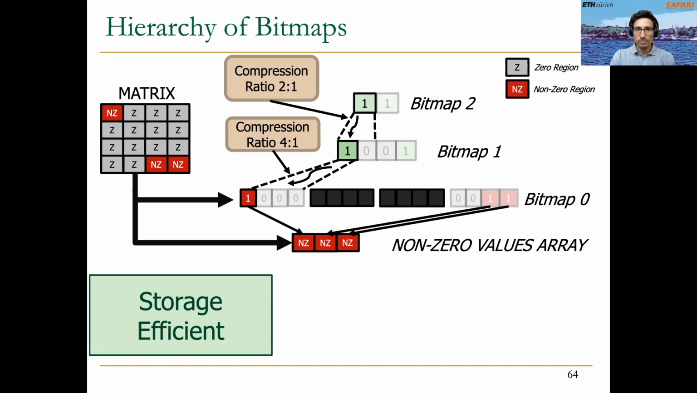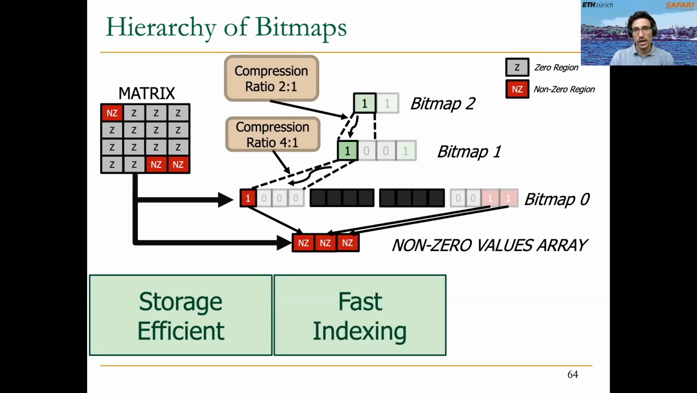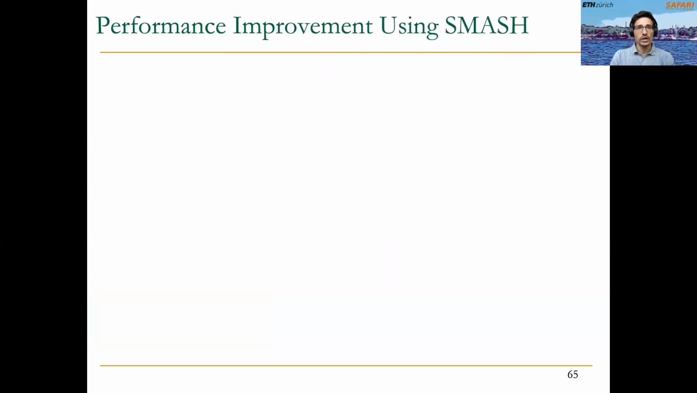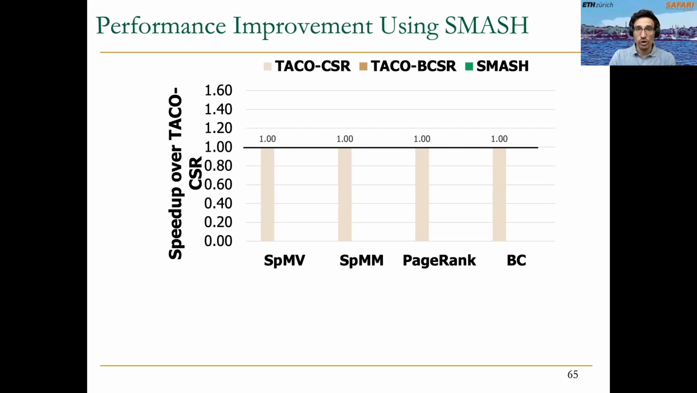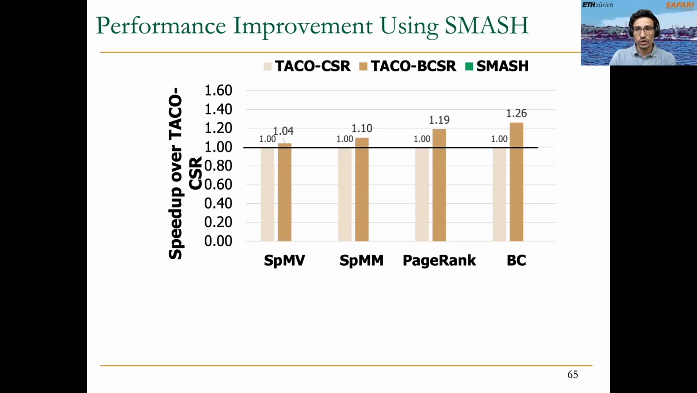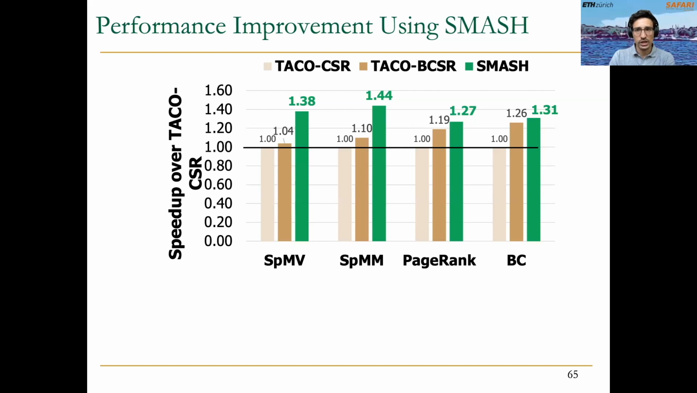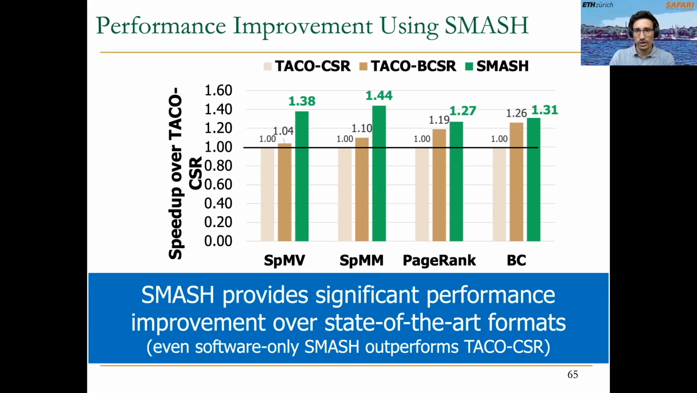So this hierarchy of bitmaps is efficient in terms of storage, is fast to index, and is also hardware friendly. Here you can see some results, the performance improvement that we achieved using SMASH, the hardware-software co-design proposal, for different workloads like SpMV, SpMM, and PageRank and BC, which are respectively based on SpMV and SpMM. We compare here to the TACO library with 2 different formats, CSR and block CSR. We normalize the results to the TACO CSR format, and these are the results for the block CSR format, and these are the results for SMASH. As we can see, SMASH provides significant performance improvement over the state-of-the-art formats. And as I said, SMASH can also be applied software only, without the hardware extensions that we propose in the paper, and this software-only version of SMASH outperforms TACO CSR.